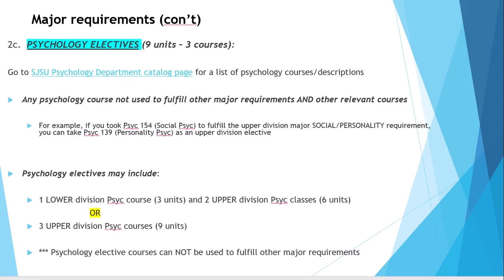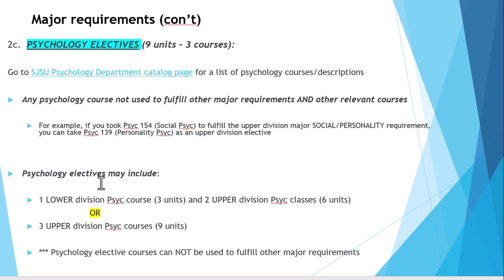Okay, so that's what I mean by this point here, right? A psychology elective is any psych course that you haven't used to fulfill other major requirements, as well as other courses that I'll talk about in a bit. Okay. Now, when you're choosing your psychology electives, there are a number of ways to fulfill this requirement.